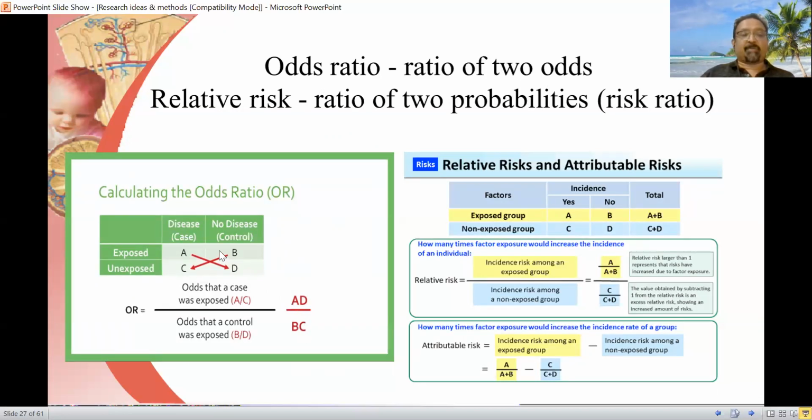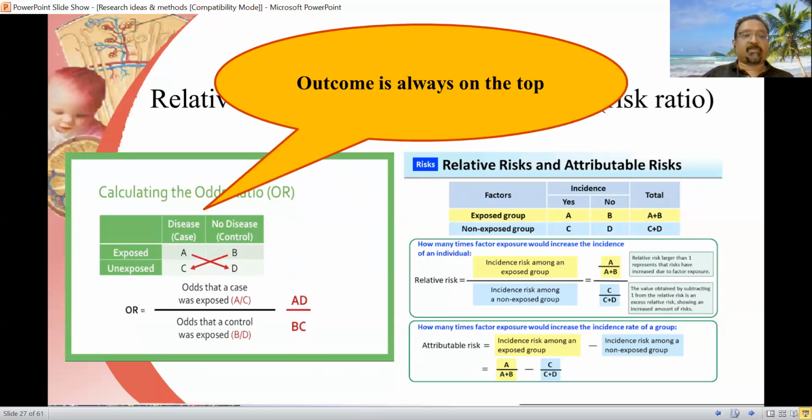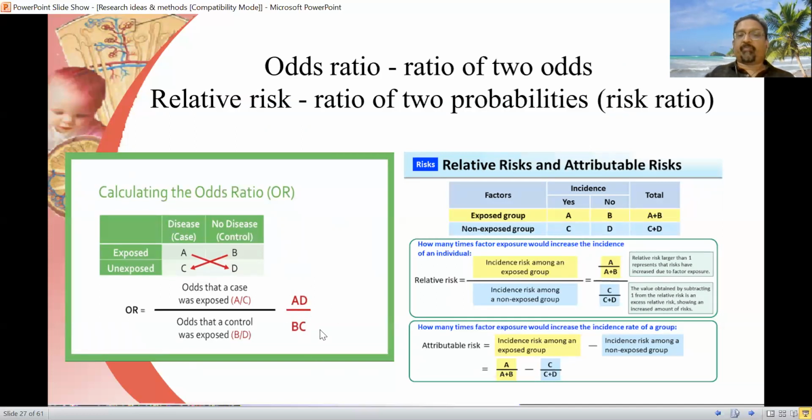So here you should remember that the disease or the outcome, not just the disease, the outcome is written on the top. That is something which you have to remember. The outcome is always on the top, and then the exposure or the intervention is on the side. And then you write this A, B, and C, D this way, and only then you do the calculation.